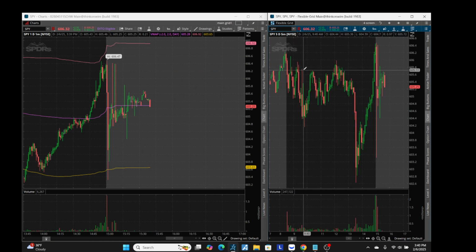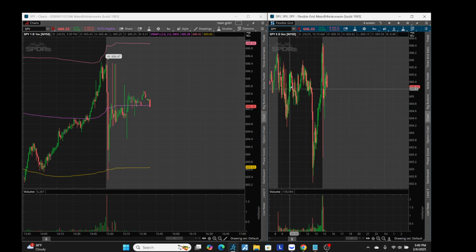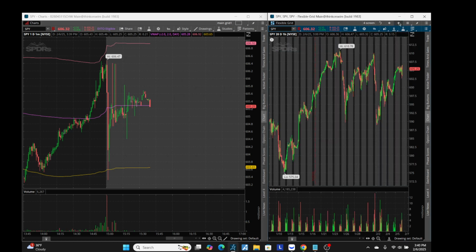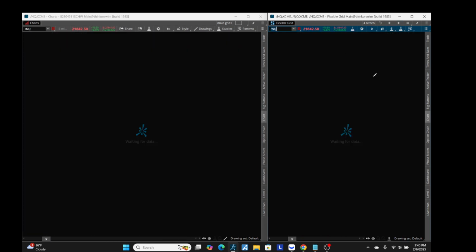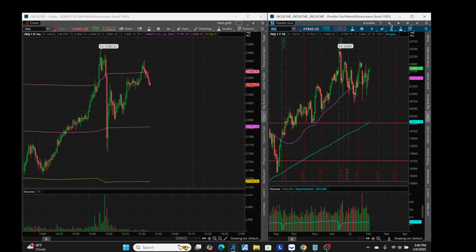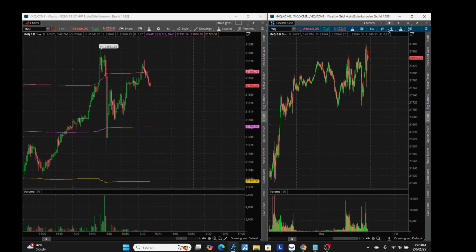If we check the overall market, the SPY is doing nothing today. It's just chopping around 600. If we check the daily chart on SPY, it's above the 50 simple moving average and near all-time high. If we check the Nasdaq, it's also doing nothing. It's above the 50 simple moving average, but for today it's just chopping around.